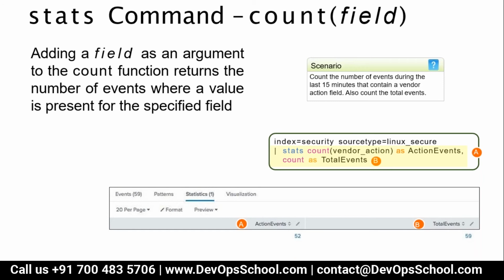Whereas first you are running the count for the field, that means how many total vendor actions have been done and are present. So total vendor actions completed is 52, out of which total events done by all the vendors is 59. Okay, so that is the way you can also find out the results. So again, count the number of events during the last 15 minutes that contain the vendor action field, and at the same time count the total events. Okay, make sense guys?